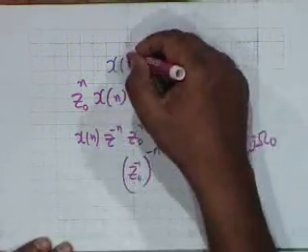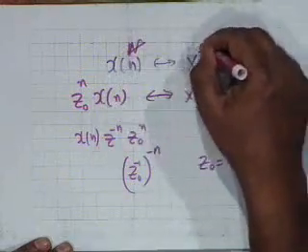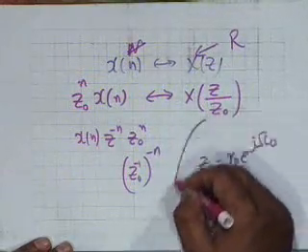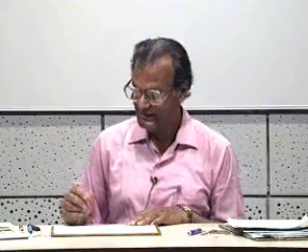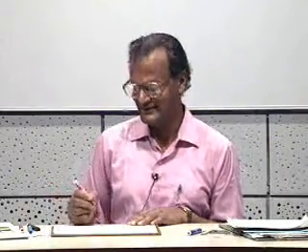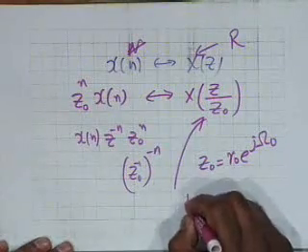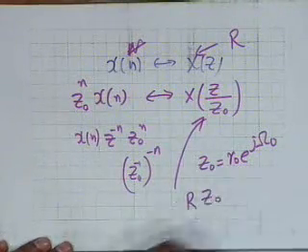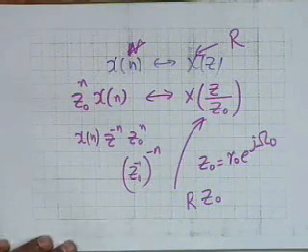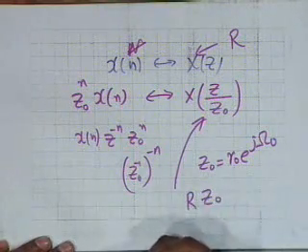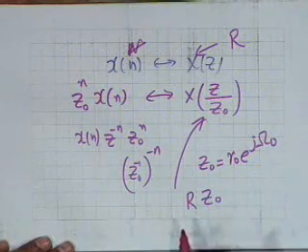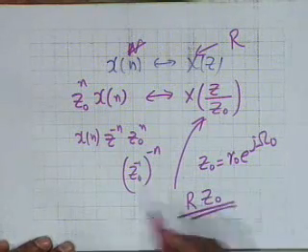In other words, if the ROC of capital X of z be r, then the ROC of this shall be 1 by mod r naught times r. Where is r naught? That is the r naught here. In general, we can say the ROC would be r times z naught. Because the angle is not effective, it is simply multiplied by z naught. Is that okay? We can say in general the ROC is this.